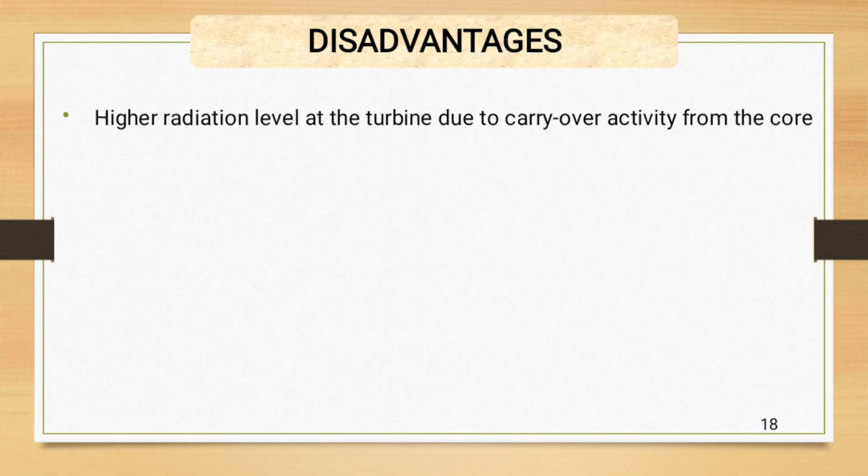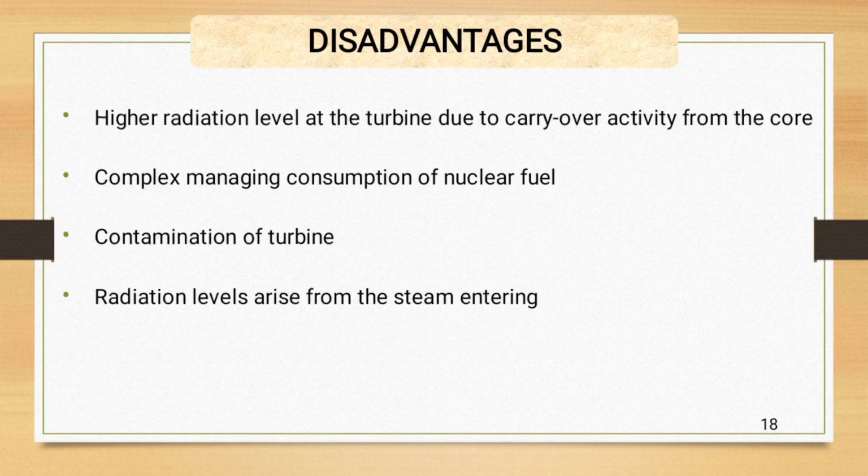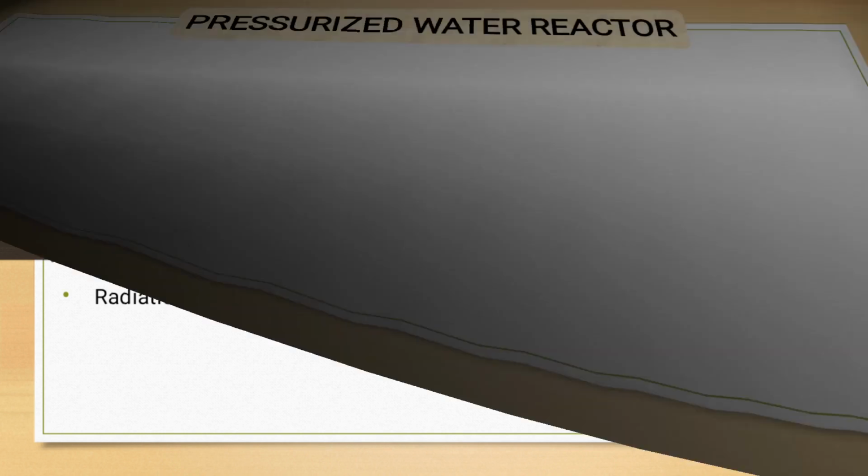Disadvantages are high radiation level at the turbine due to carryover activity from the core or the fuel elements, complex management of fuel consumption, and contamination of the turbine. Radiation levels arise from the steam entering.